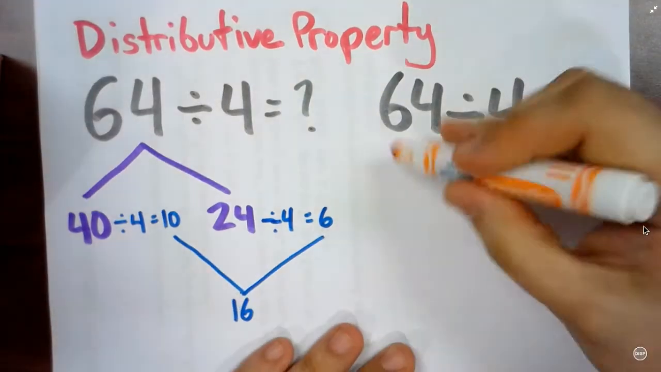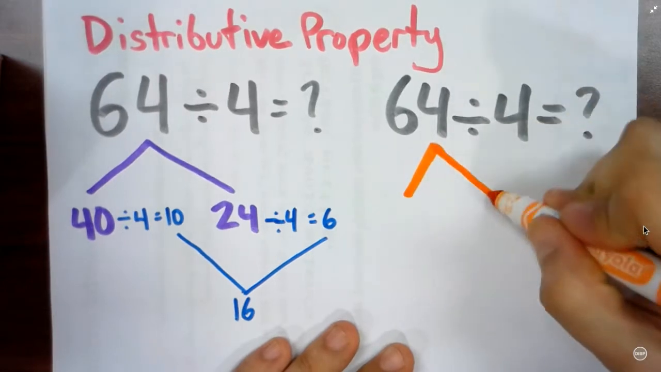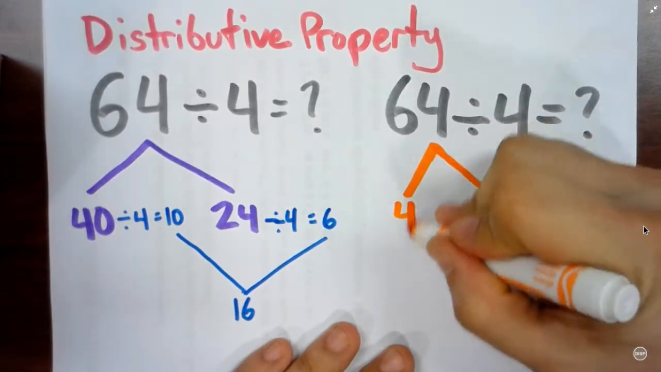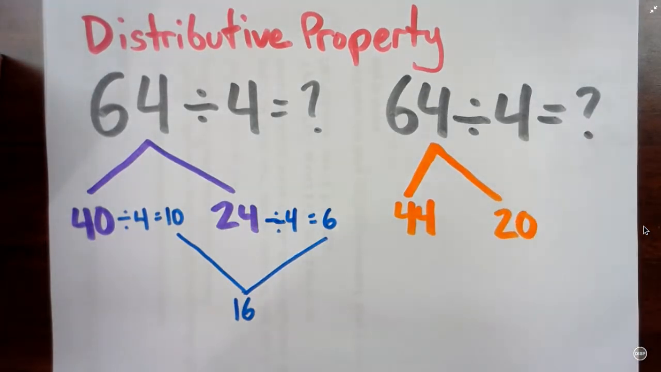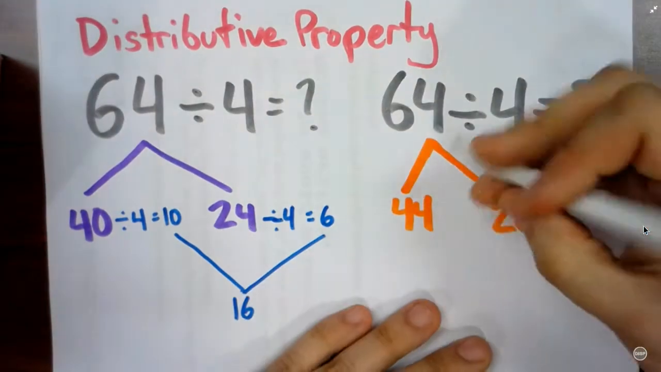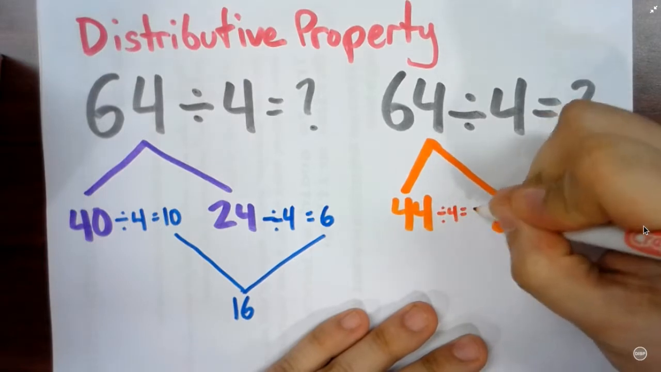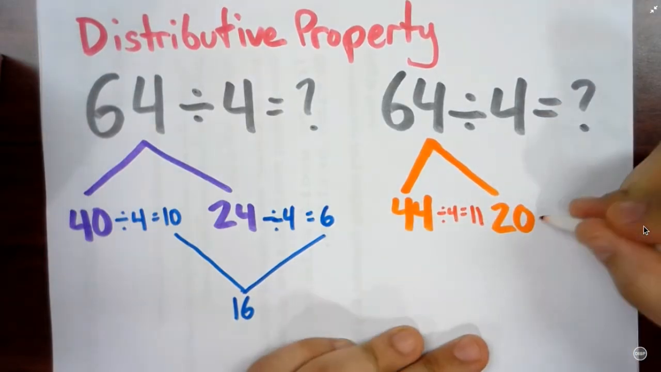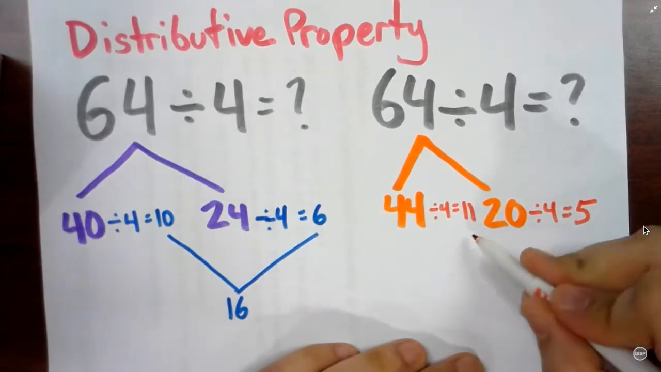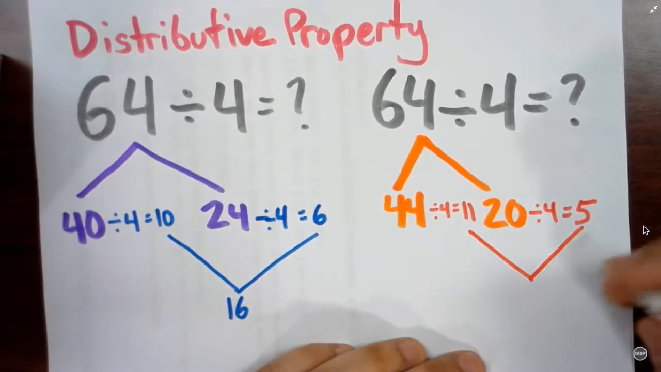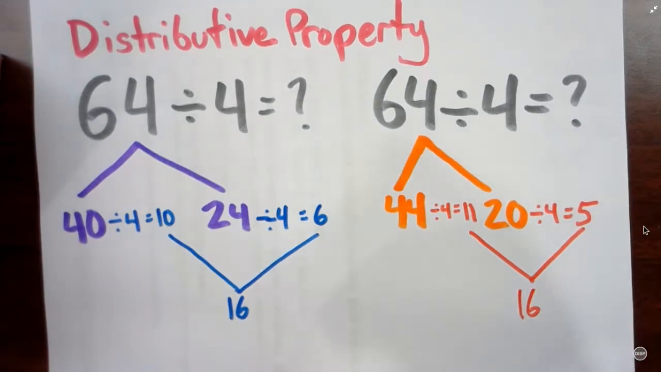Maybe this time I'm going to decompose 64 and get 44 and 20. And I'm going to go through all the same steps here, though. 44 divided by 4 is 11, and 20 divided by 4 equals 5. 11 and 5 together gives me 16. So again, both of these give me the exact same answer.